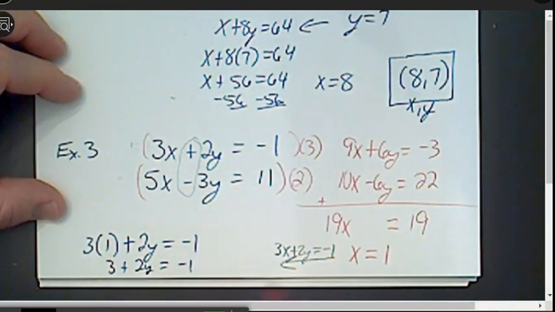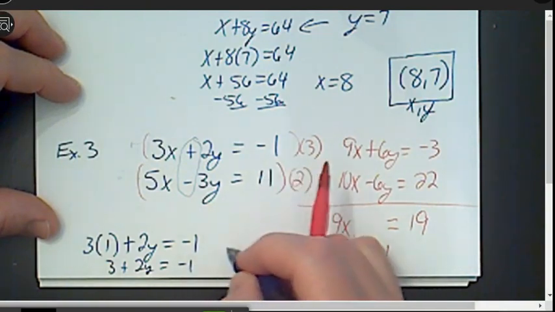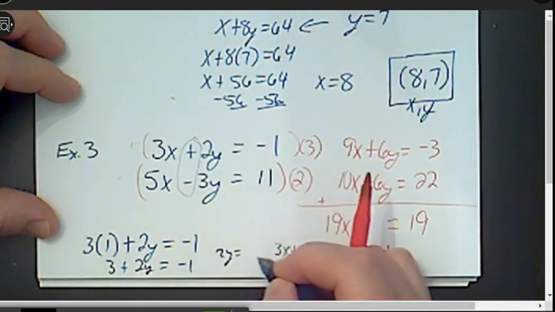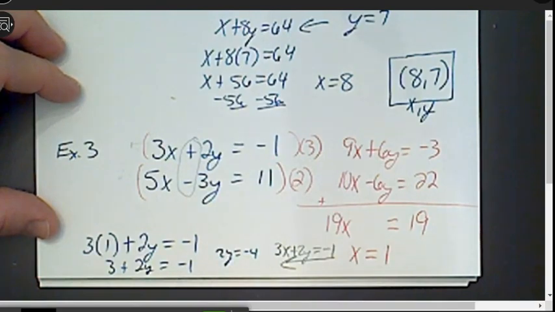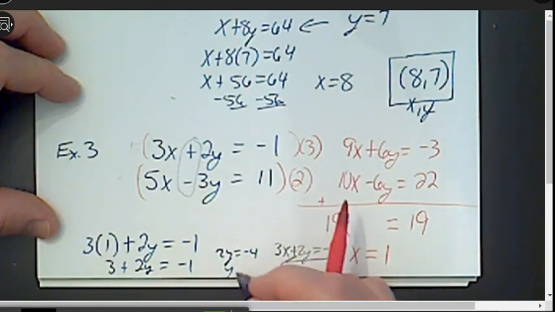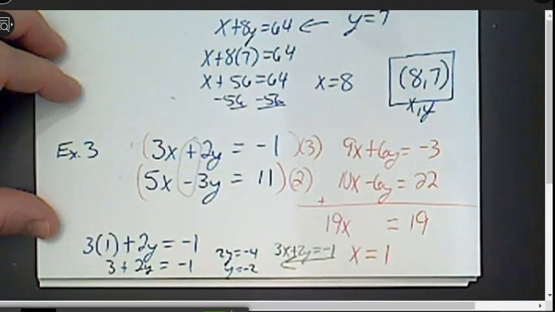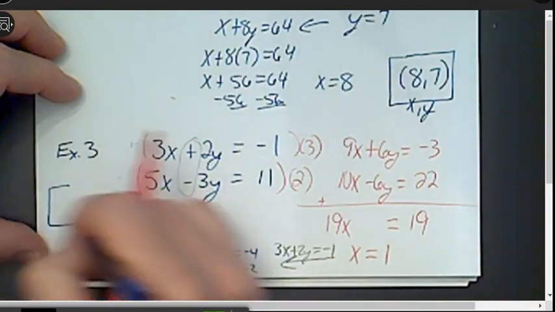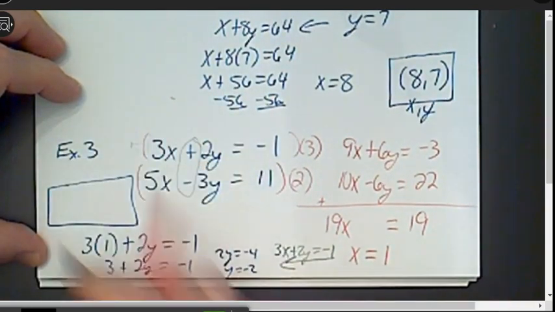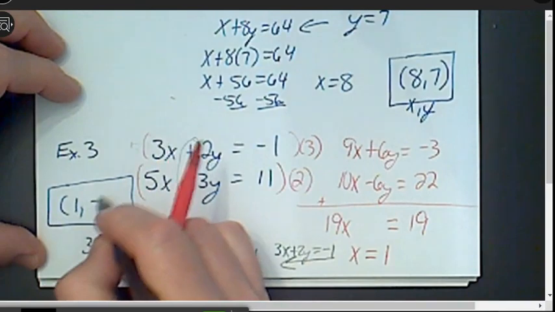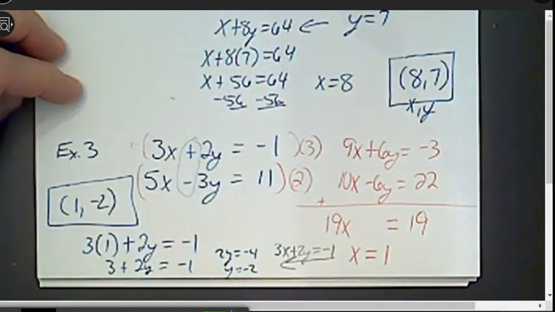We're going to subtract, and run out of room here at the bottom of it. So we're going to subtract 3 from both sides. That's going to make it 2y equals negative 4. And then dividing by 2, we get y is equal to negative 2. So x value is 1, y value is negative 2.